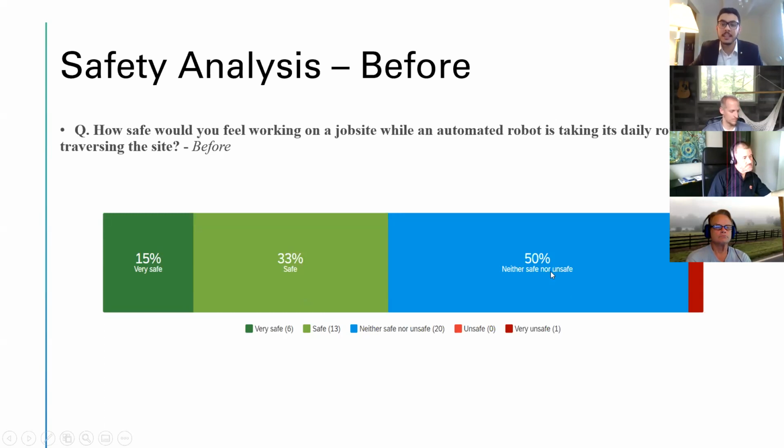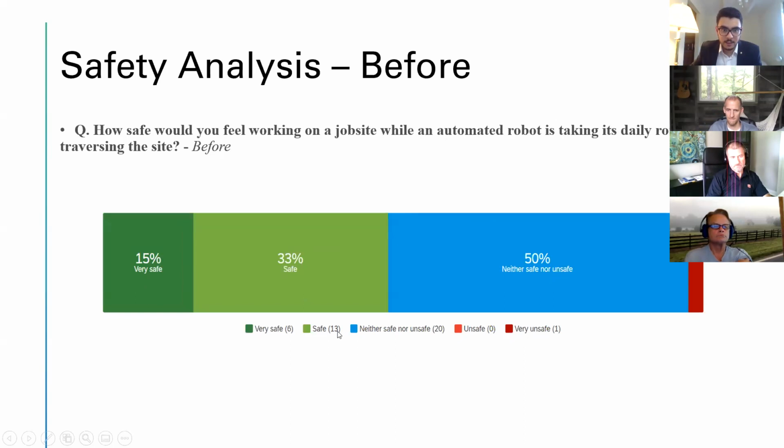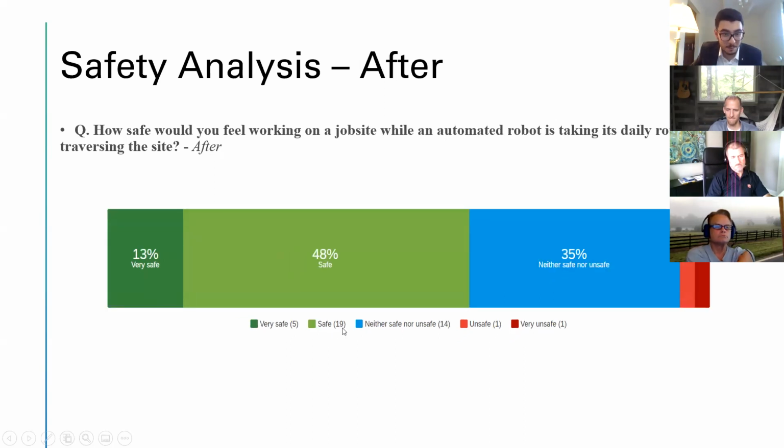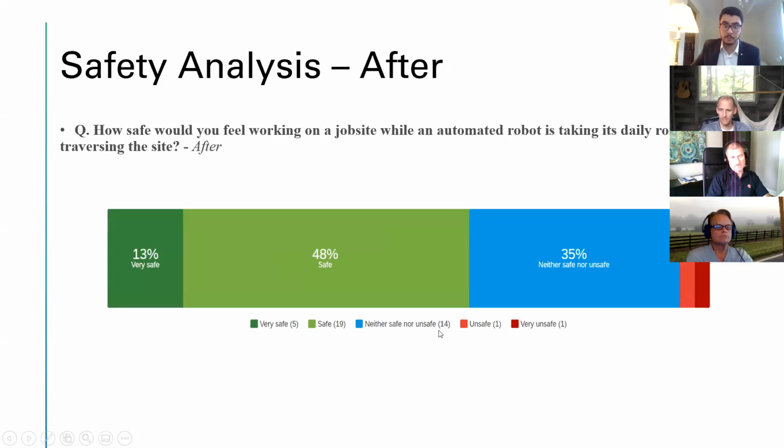Most of the people said that they'd be neither safe nor unsafe. They didn't really have an opinion about it. So 20 people. And one was very unsafe. This is what happened after watching the video. As compared to the 13 before, we have 19 people who feel safe. As compared to the 20 neutral, we have 14 people who are neutral. Most of them moved to the safe, very safe side. One guy did move to the unsafe side. One was still very unsafe.